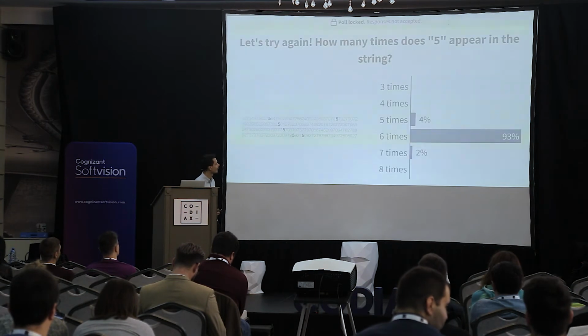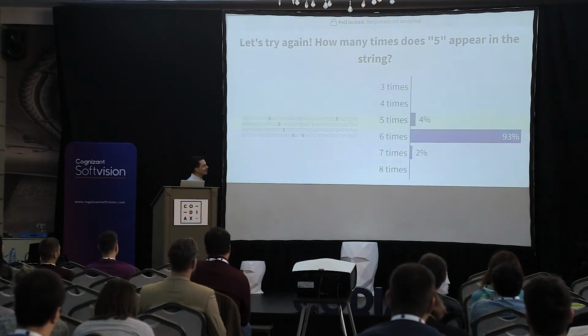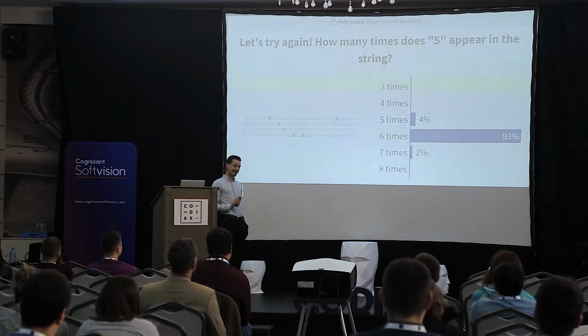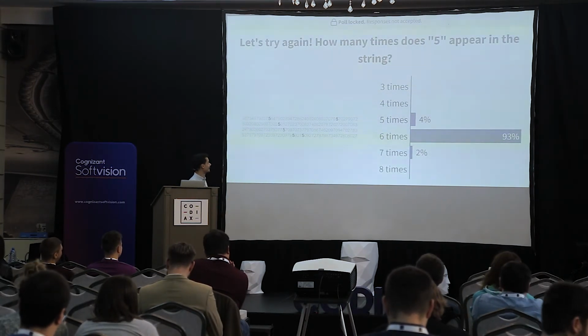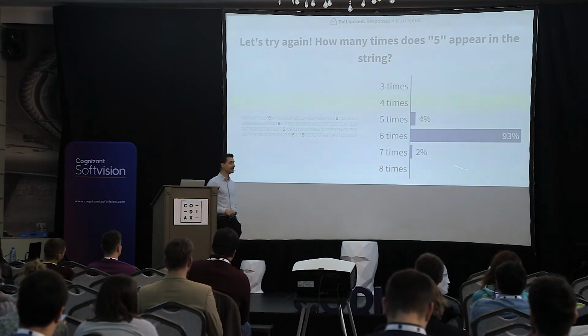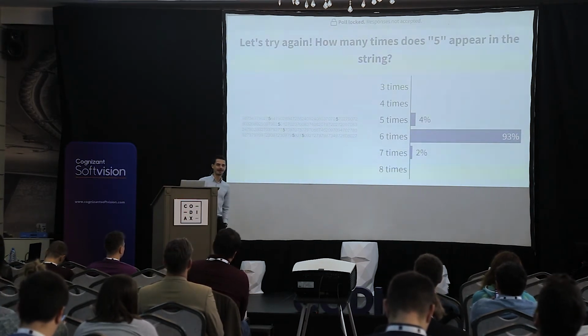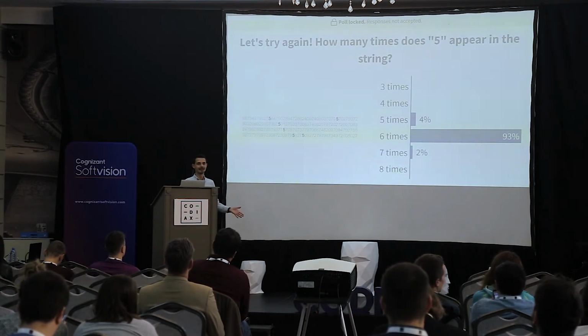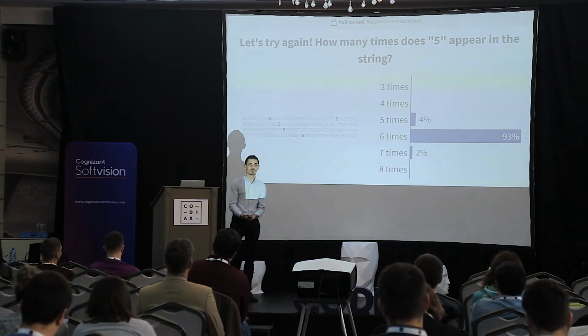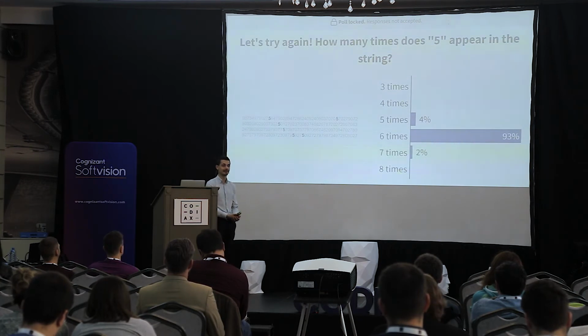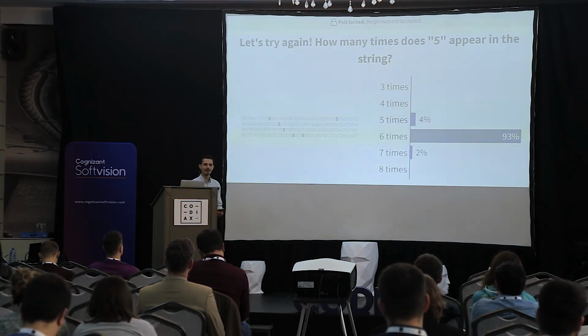Okay, let's see. Okay, people still got it wrong, but it's only 6%. That should be fine. So yeah, the correct answer is 6 times. 93% of you answered correctly. What's the difference between the first thing that I've shown you and the second one? Why were you able to get the answer better and I bet faster?